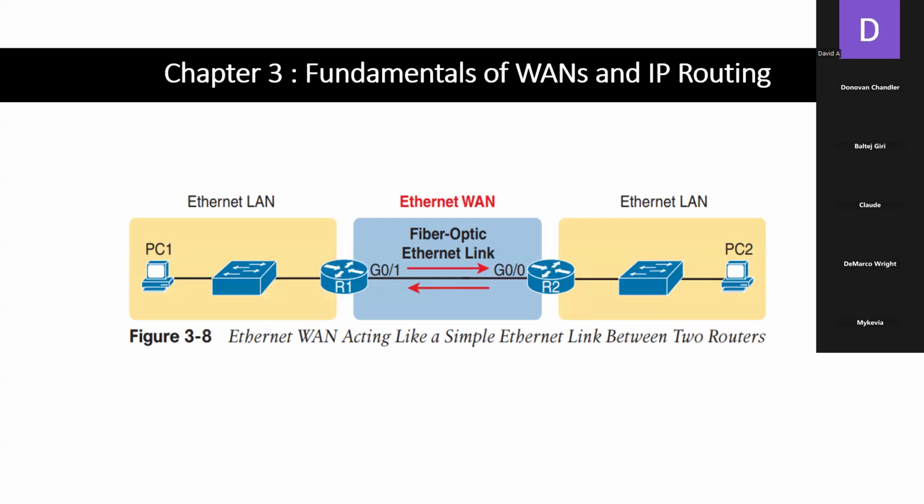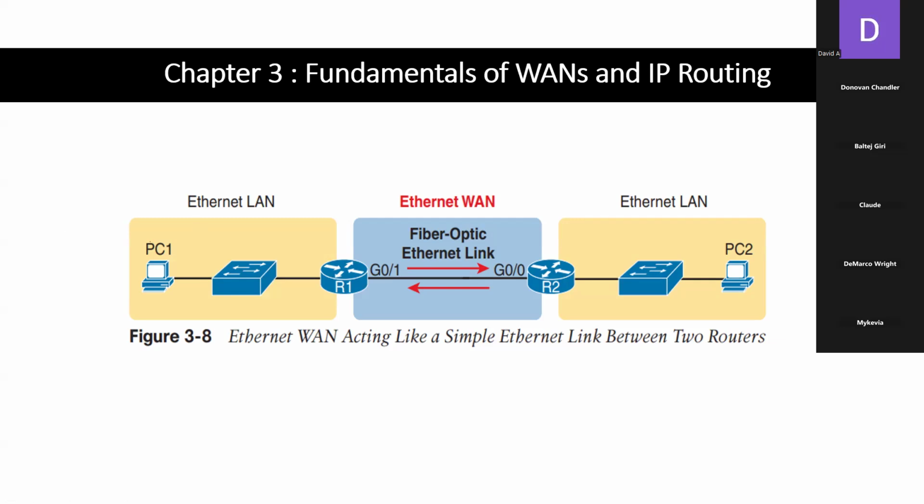Let's imagine real quick: we've got two routers with a single Ethernet link between them. This is essentially what an Ethernet WAN is. That's all it is. We're using an Ethernet link to connect two WAN routers. Ethernet WAN.